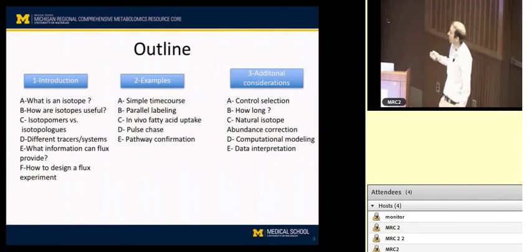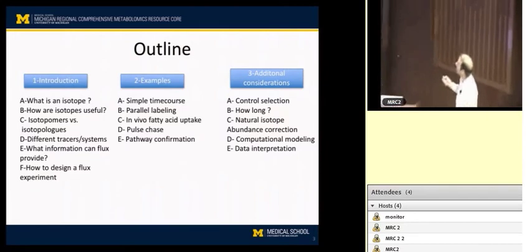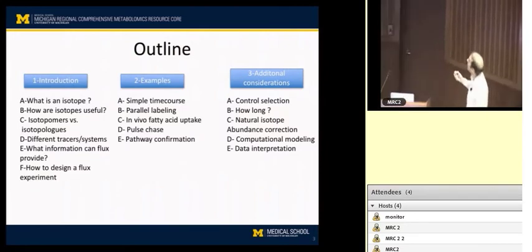We'll start with introductory material, some really basic stuff, which probably most of you are already familiar with, but it's just good to set a baseline. Give several examples of different types of studies you can do with fluxomics with stable isotopes, and then talk about some additional considerations that are important for these types of assays.